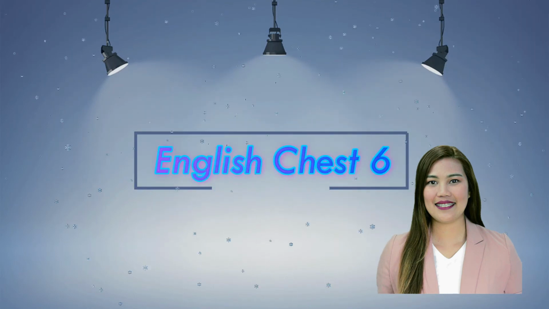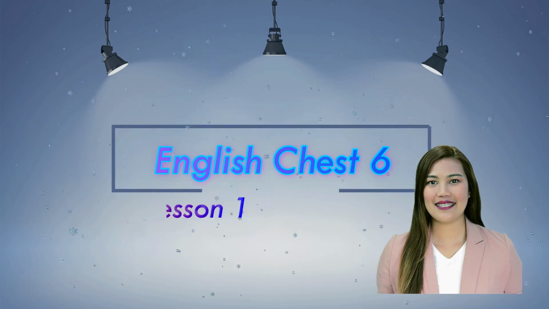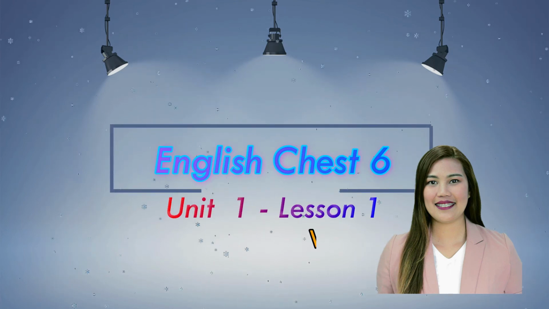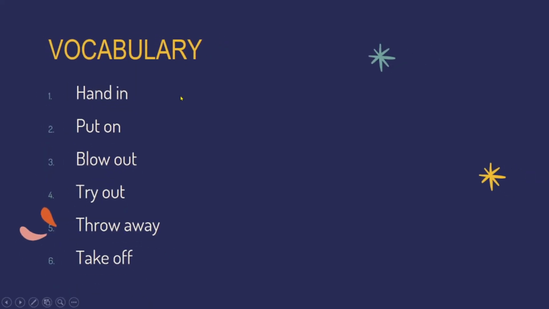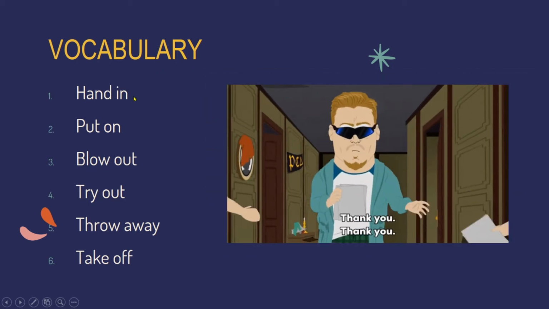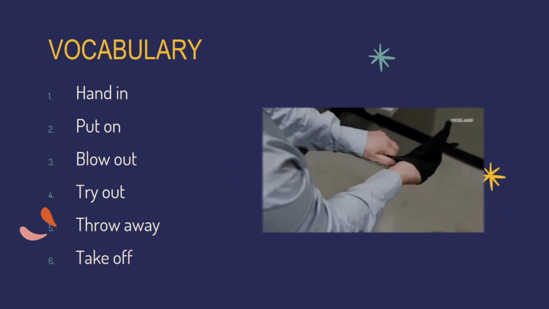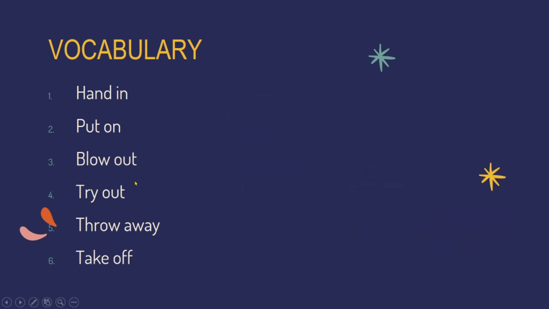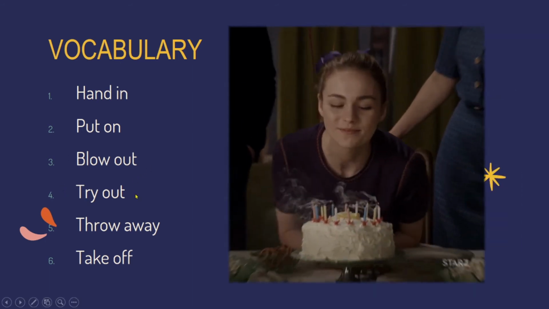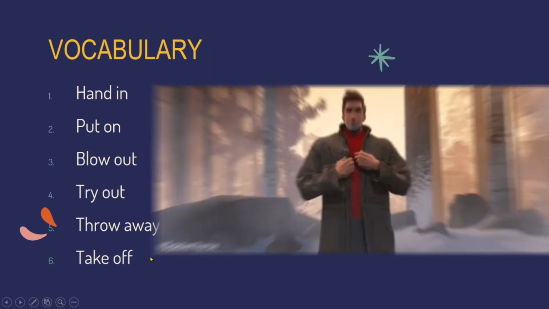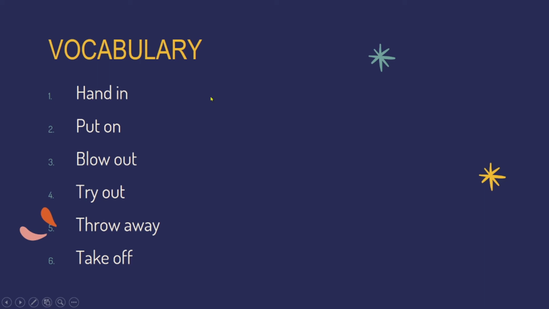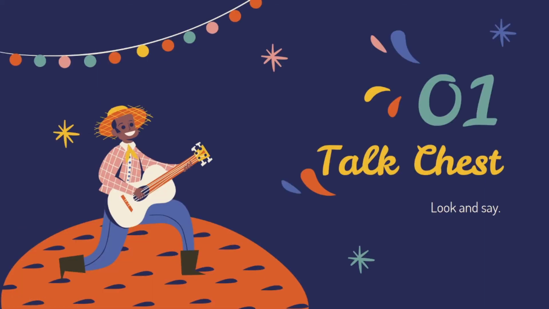We are now doing English Chess 6, Unit 1, Lesson 1, and we're on our week 2. To start off, let's do a recap of the vocabulary that we learned last time. Repeat after me: hand in, put on, blow out, try out, throw away, take off. All right, now let's move on to the next.